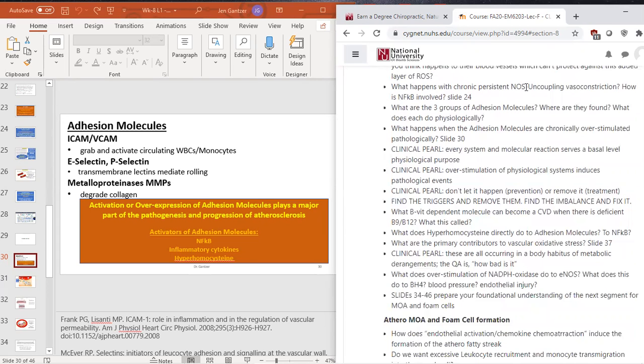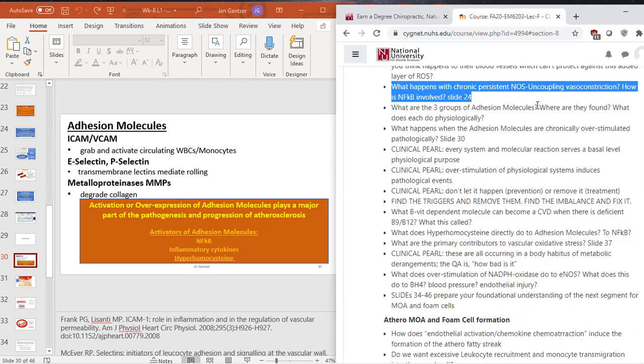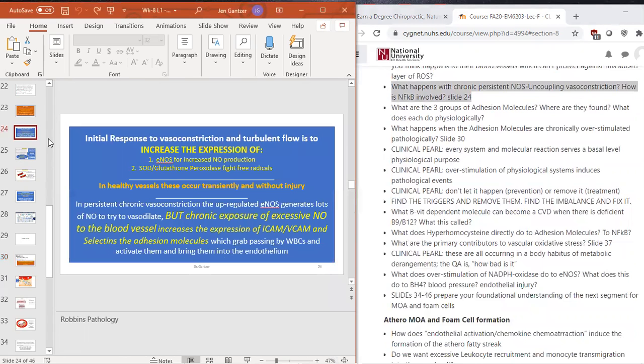What happens with chronic persistent NOS uncoupling vasoconstriction? How is nuclear factor involved? And let's see slide 24. So we've already looked at this, and you can see that I'm just on a cycle of repeat with you here. So you can't have chronic persistent uncoupling. That is walking hypertension, that is walking ROS, RNS, and that is atherosclerosis. And that's going to be worse NADPH oxidase overexpression. That's going to be worse nuclear factor kappa B overexpression. And all of that is going to be excessive cytokines, excessive adhesion molecules.